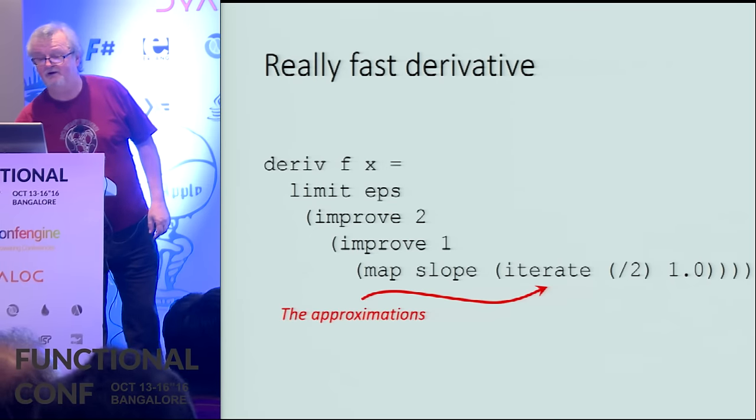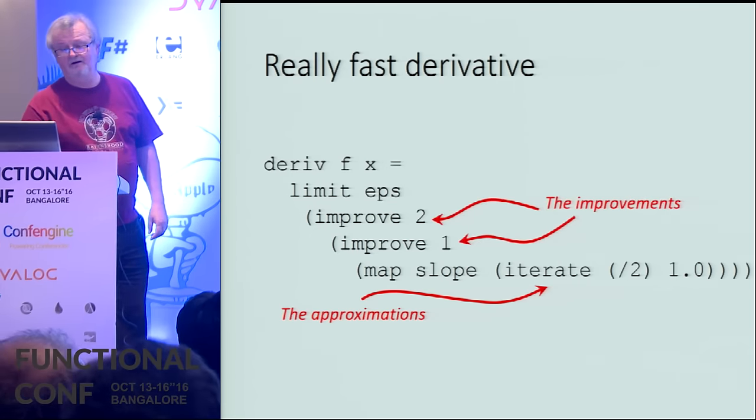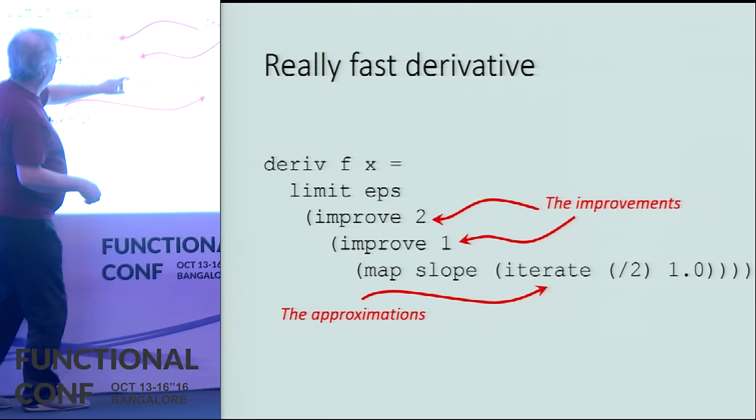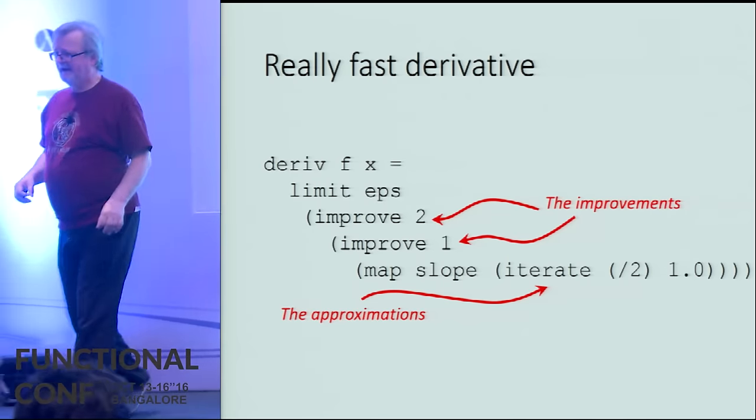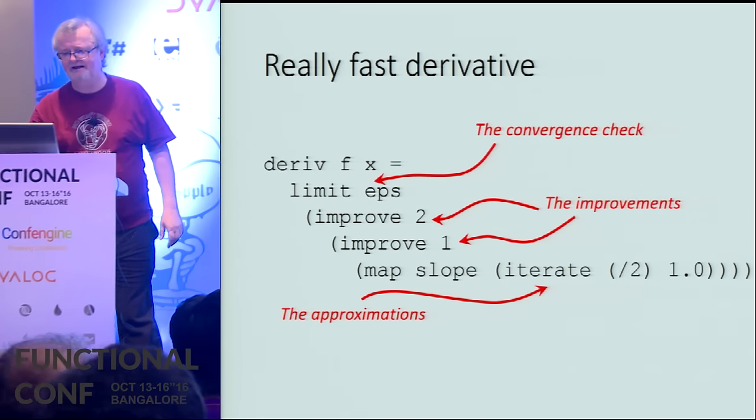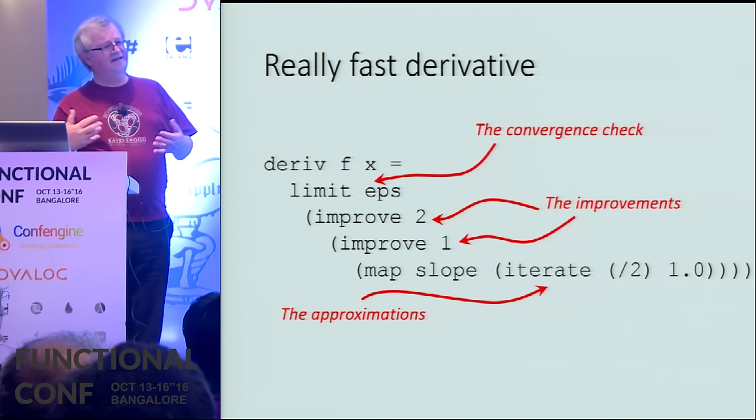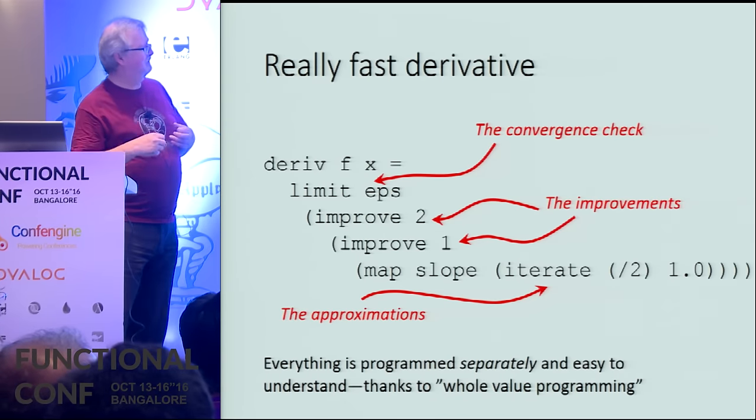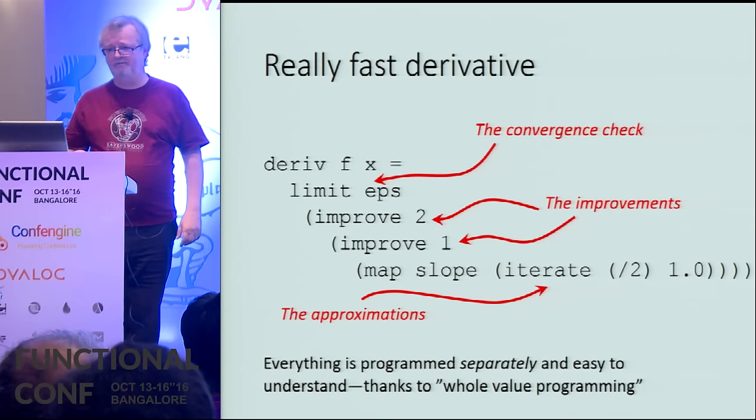We make the initial approximations in the same way as before. We improve it a couple of times, removing the first order error term and the second order error term. Now it converges really quickly. We'll take the limit. Isn't that sweet? And everything is programmed separately. Everything is reusable here, thanks to whole value programming.